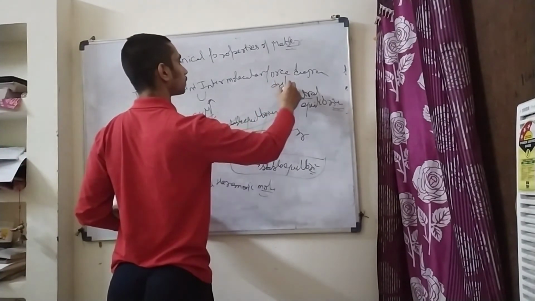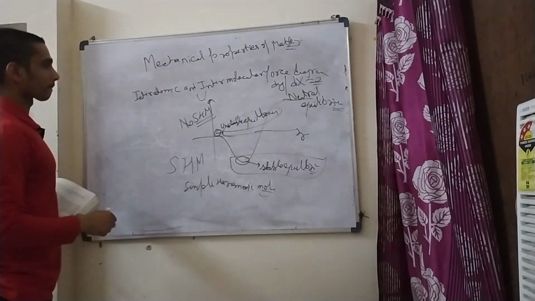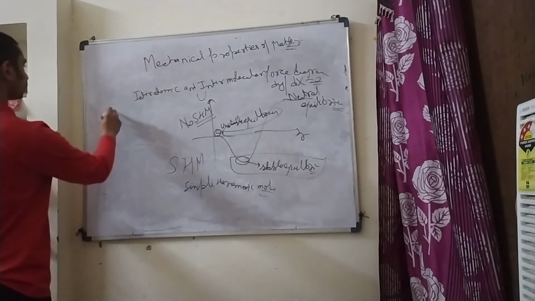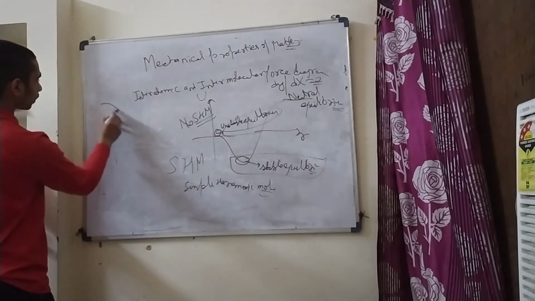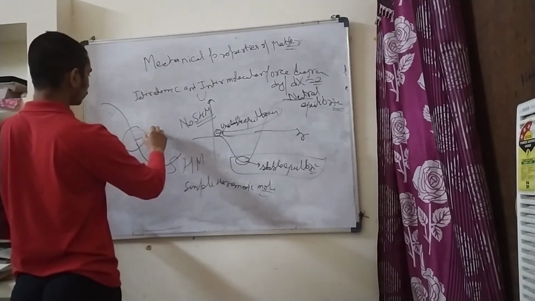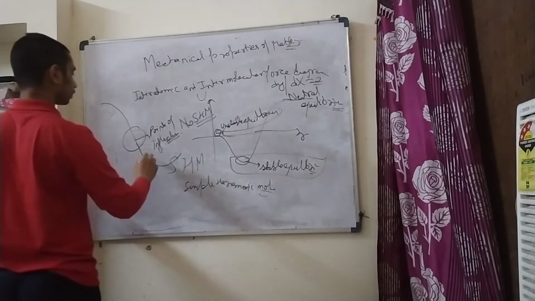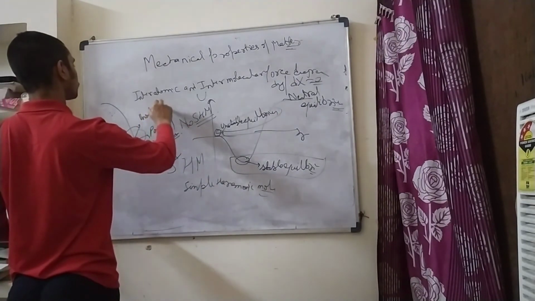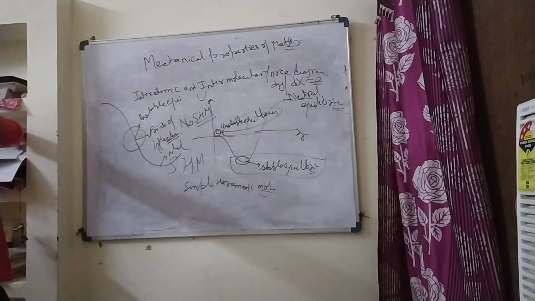Here dy by dx is 0, and one thing more: if the curve is like this, concave down and then concave up, this point is called the point of inflection. Here it is in unstable equilibrium, stable, and SHM here.